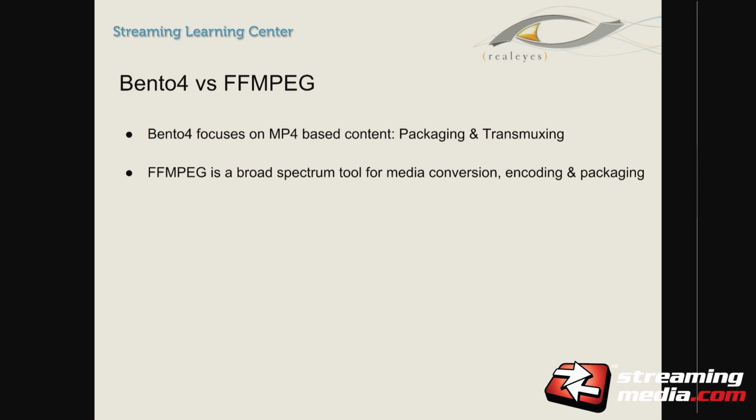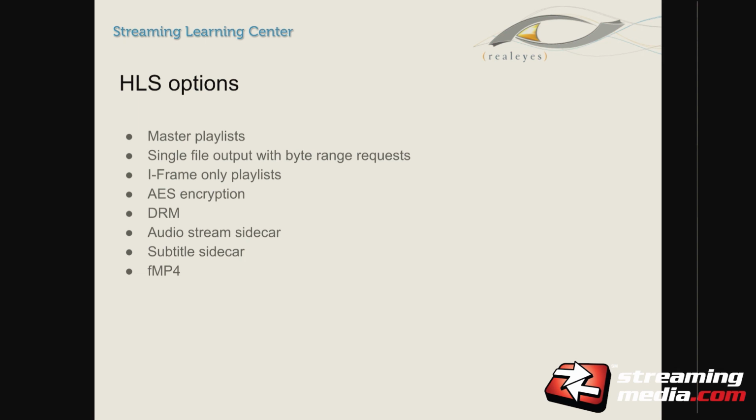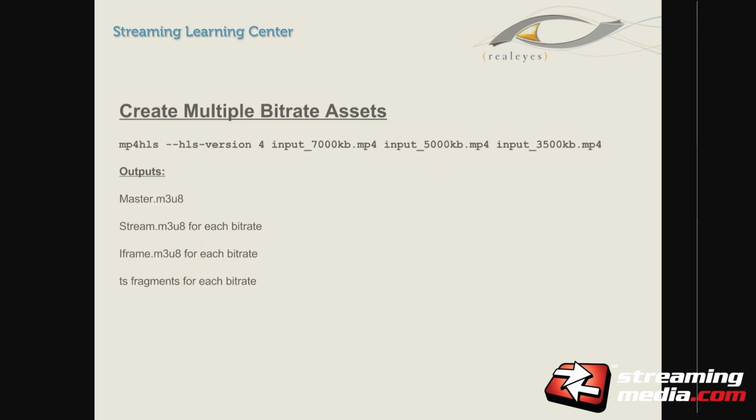Before, we had to do a lot more manipulations at the manifest level manually, and we're able to bypass some of that now. So as I mentioned, you can do things like master playlist generation, single file output with byte range requests automatically managed for us, I-frame only playlists, AES encryption, DRM, audio stream sidecar, subtitle sidecar, as well as handling all the fMP4 stuff, which is where we're really focused on moving towards. We are strong believers in getting away from TS-based and going to fragmented MP4 and CMAF, and seeing how that can be really beneficial to our customers down the road.